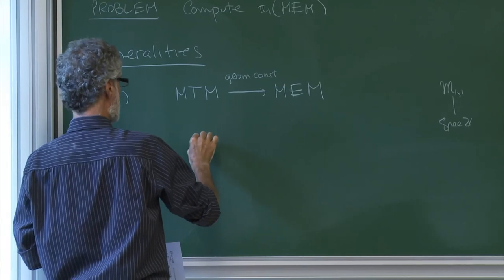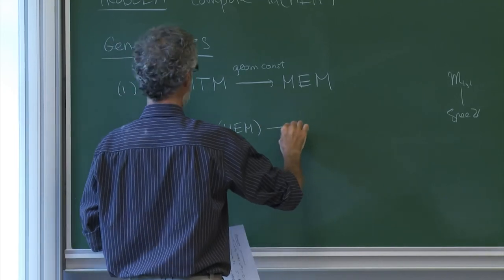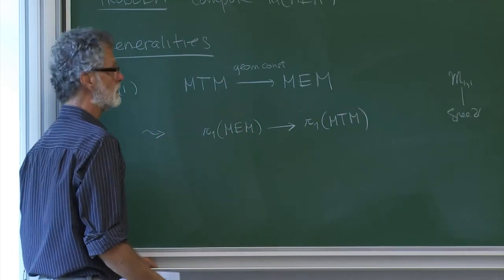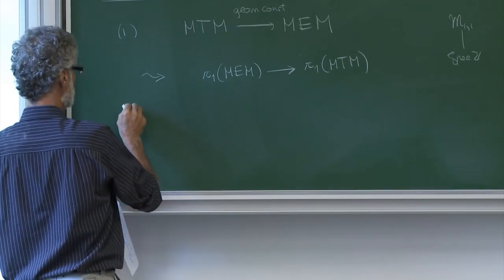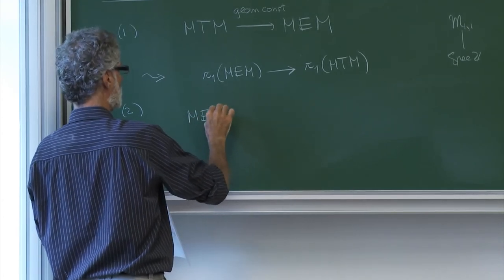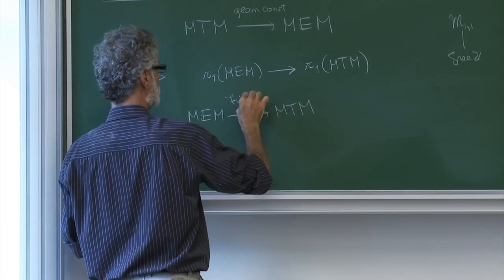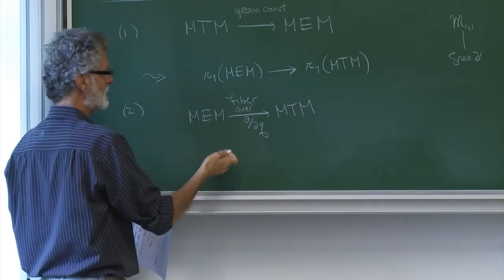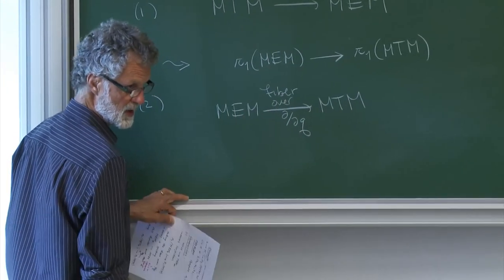So this gives us a map from pi 1 of MEM to pi 1 of MTM. And you can argue directly that it's surjective, but it's easier to see that you also have a functor from mixed elliptic motives into mixed Tate motives. This is just the fiber over the tangential base point. Or if you think of the definition, a mixed elliptic motive consisted of a mixed Tate motive plus a whole bunch of other stuff.